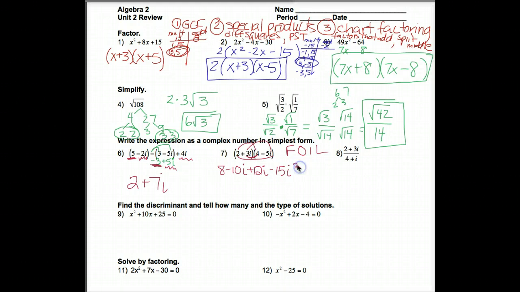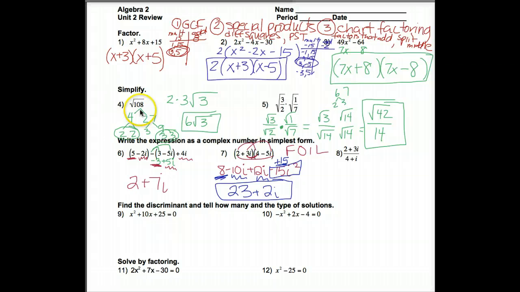I've got a lot of people still forgetting the squared, and that's really important because we know that i squared is negative 1. So this negative 15i squared is really just a plus 15. So now it's a like term with the 8. 8 plus 15 gives me 23. Then negative 10i plus 12i gives me 2i. So 23 plus 2i is my answer.